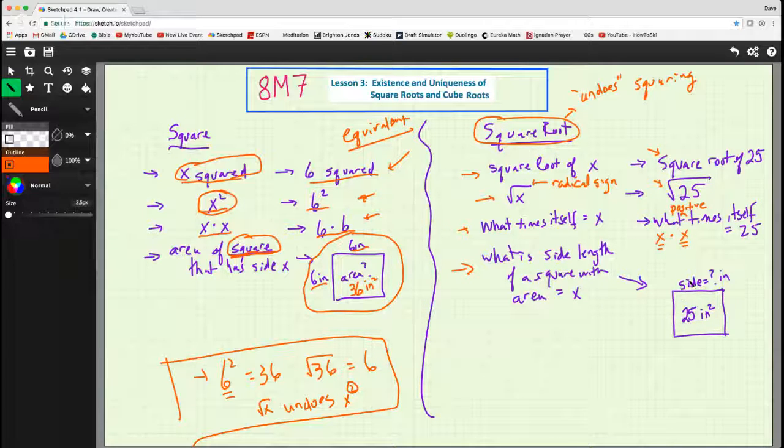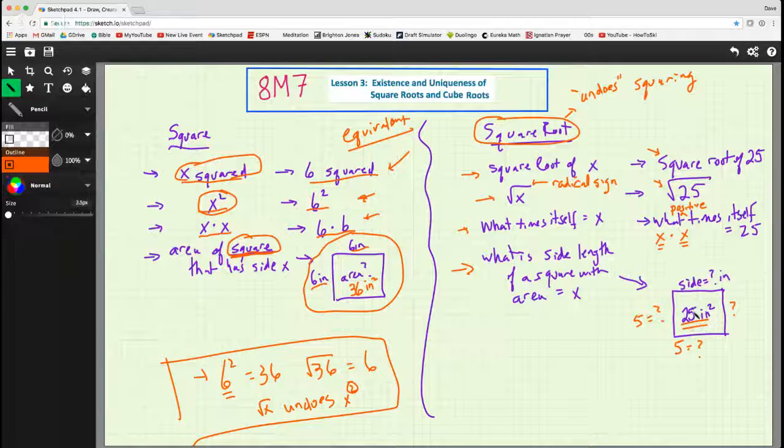So if I have a square, and we don't know what its sides are, if we had 25 inside the box for its area, the side that would fit for this square would be 5. It would be its square root. So 5 times 5 is 25.